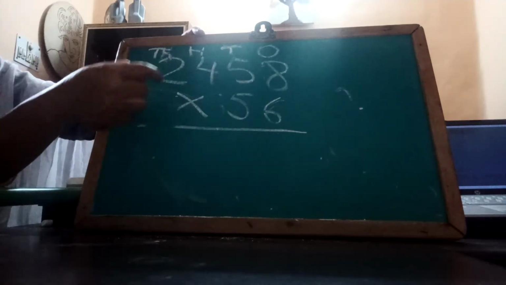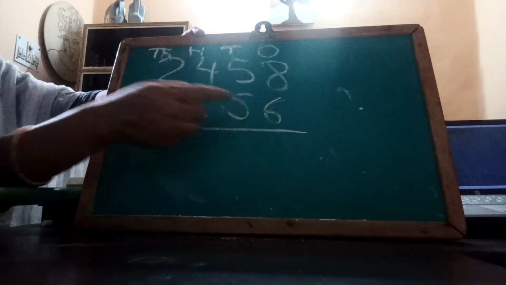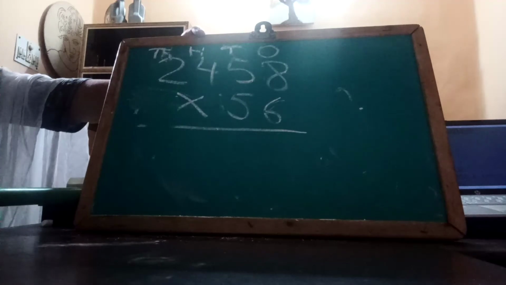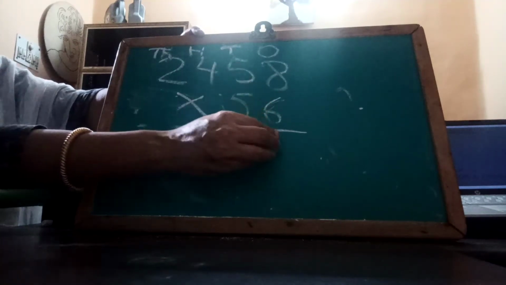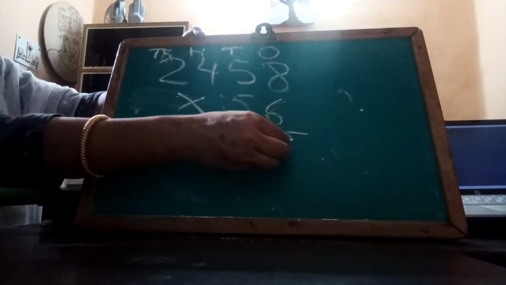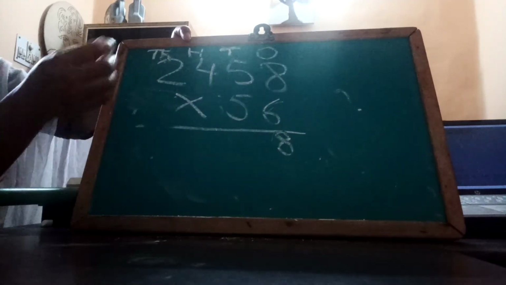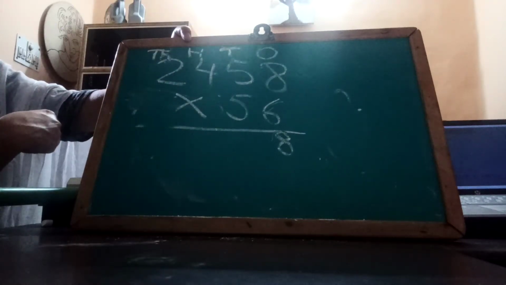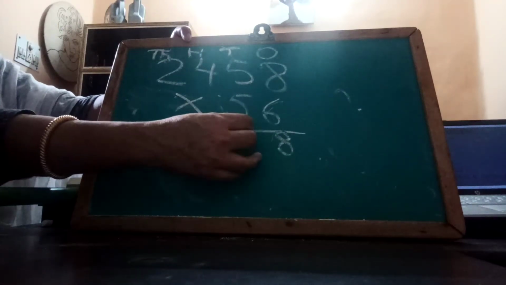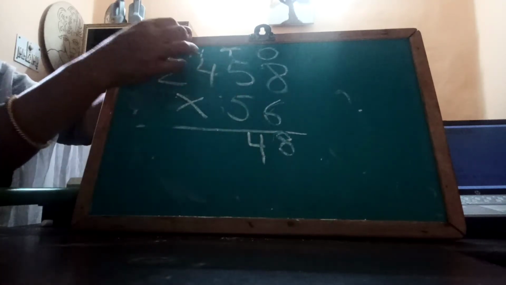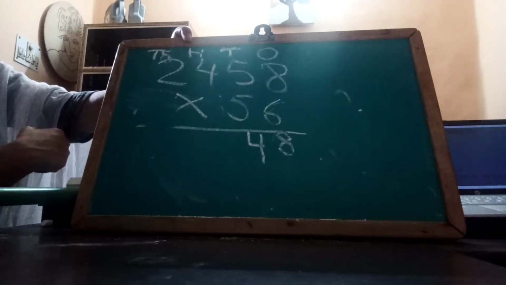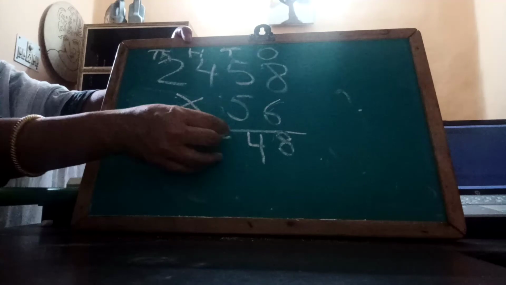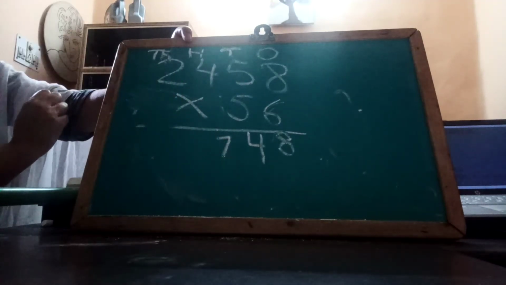First, I will multiply the right hand side. The second number is 56. First, I will multiply one number at a time. 6 8s are 48. So, 8 here, 4 carry over. Now, 6 5s are 30. 30 plus 4, 34. So, I am writing 4 here and 3 will be carried over. 6 4s are 24. 24 plus 3, 27. So, I will write 7 here and 2 will be carried over.